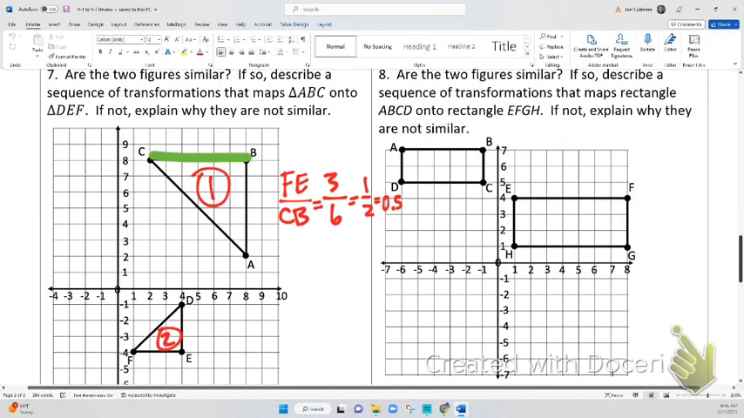Now, if this is similar, then the rest of the scale factors also have to be 1/2 or 0.5. So for example, I'm going to do the height of the second triangle. That's going to be DE. The height of the first triangle is AB. DE is a 3. BA is a 6. And once again, you'll notice I get 1/2 or 0.5.